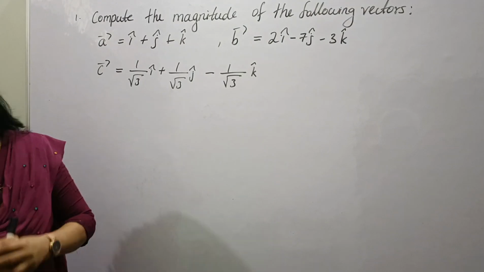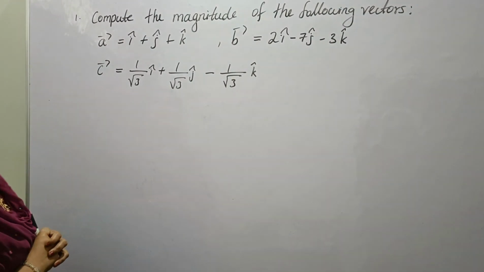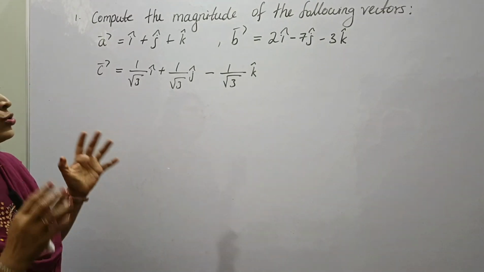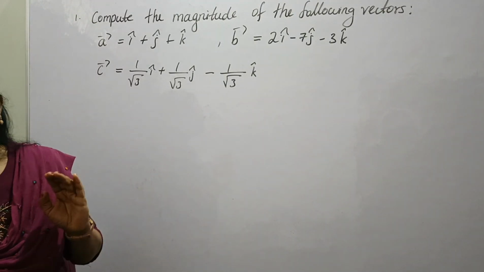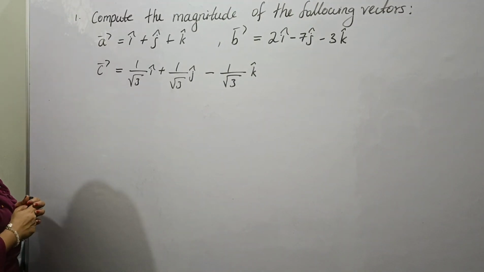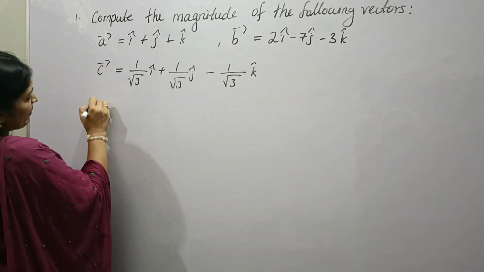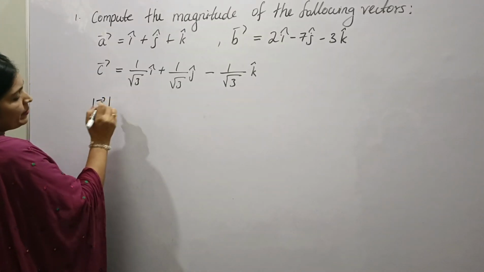Hello everyone, now we are going through exercise 10.2. First question, compute the magnitude of the following vectors. Here we have to find the magnitude of given vectors. First vector, vector A is equal to i plus j plus k. Magnitude is nothing but modulus of vector A.